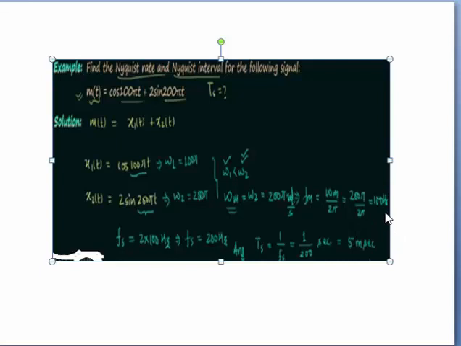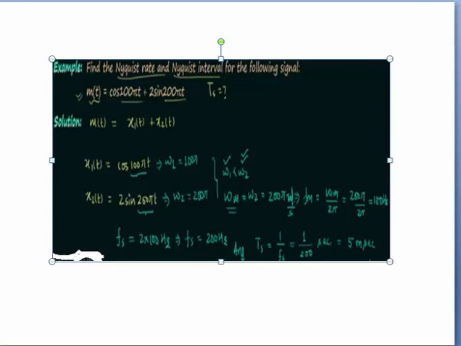The unit of frequency is hertz and angular frequency units are radian per second. Now it is very easy to calculate the Nyquist rate, that is Fs, because Fm is already calculated. Now Fs is equal to 2 Fm, that is equal to 2 into 100 Hertz, because Fm is 100. So we obtained the value of Fs, that is 200 Hertz.